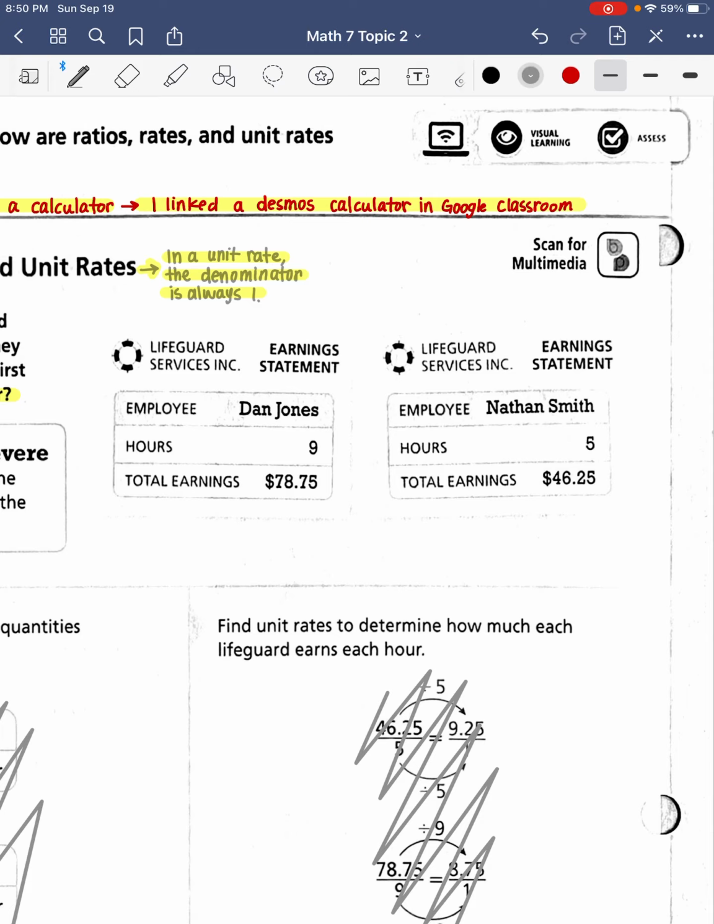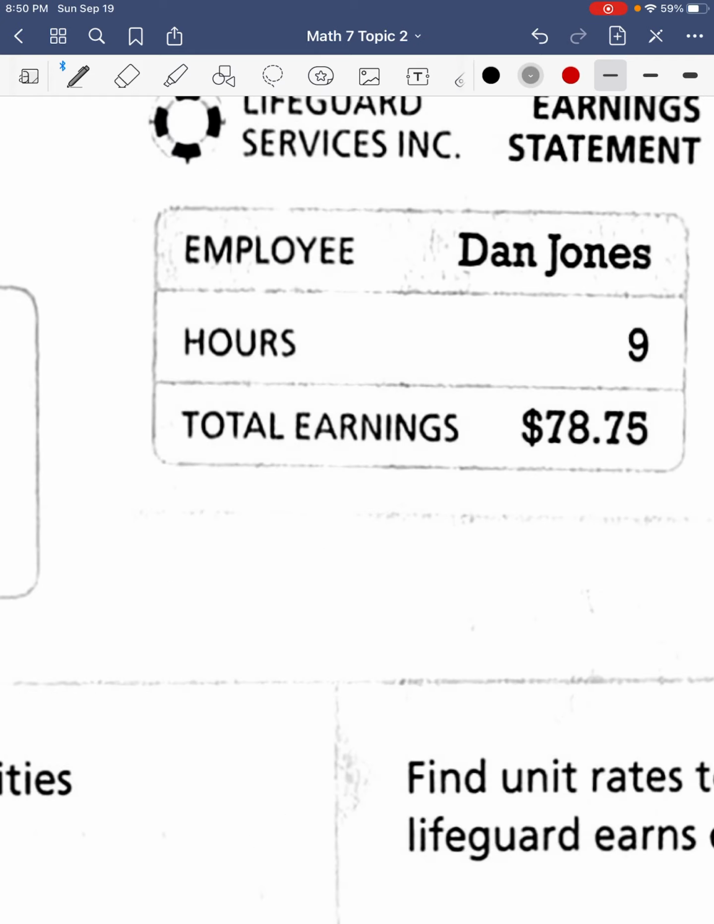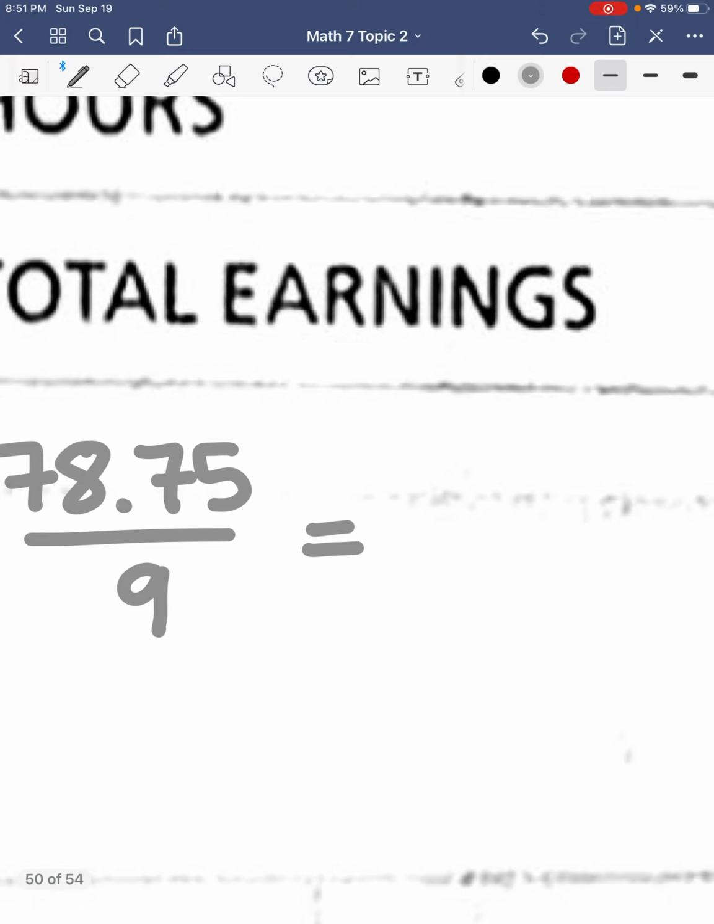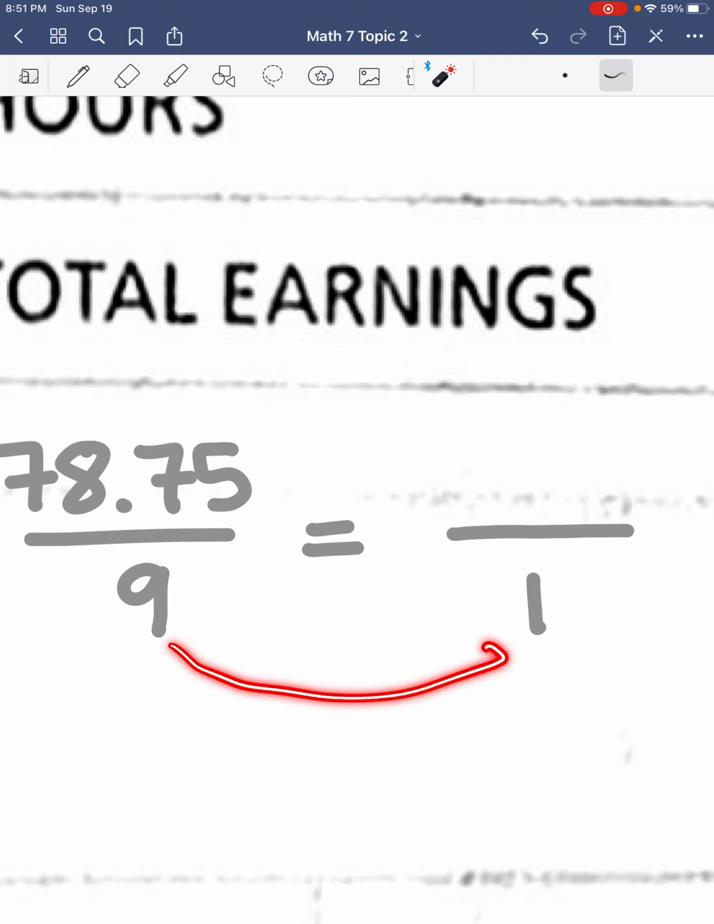So let's start with Dan. Dan earned $78.75 and he worked for 9 hours. So I just wrote this like a fraction. And I'm going to find the unit rate, meaning I'm going to find how much he made if he worked for 1 hour. So now my question is, how do I go from 9 to 1?